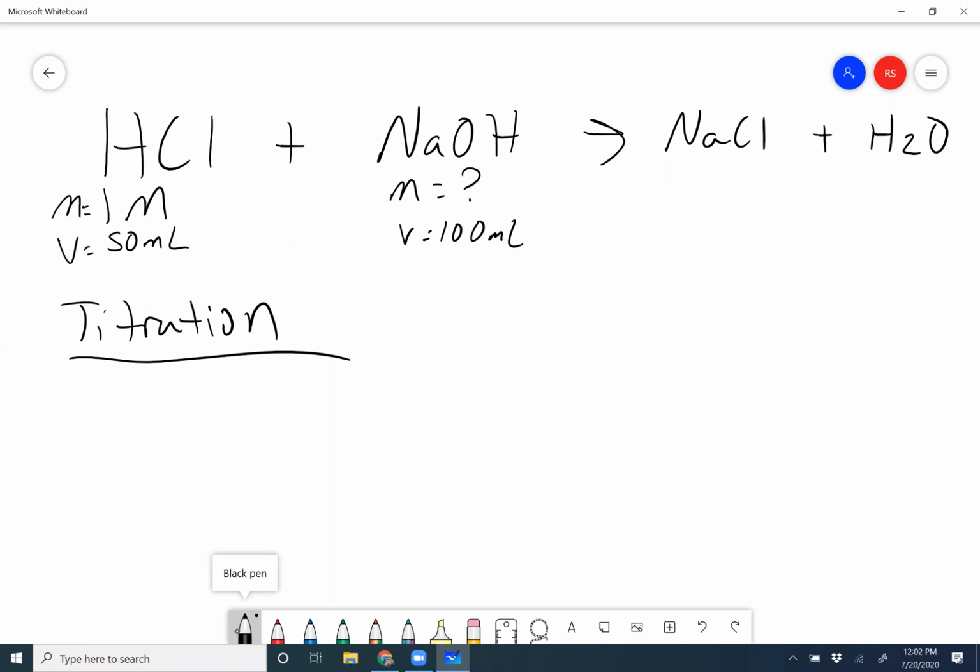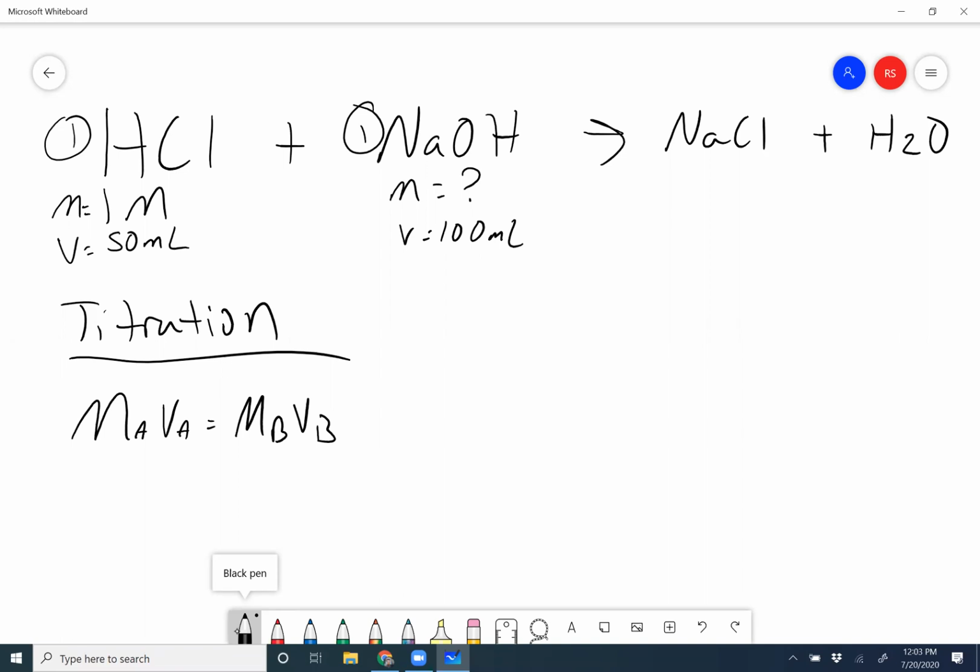If we're trying to figure out the molarity of this, we can use a very simple equation that looks very much like the dilution equation. The molarity of the acid times the volume of the acid is equal to the molarity of the base times the volume of the base. This is for 1-to-1 ratios. What do I mean by that? 1 mole of acid to 1 mole of base. In this equation, they are 1-to-1.